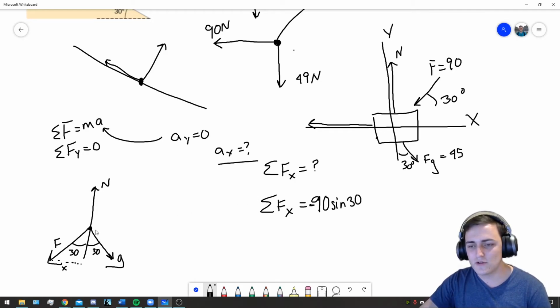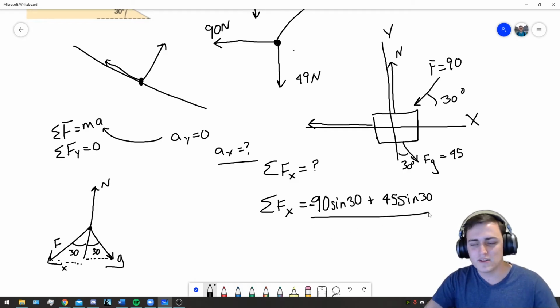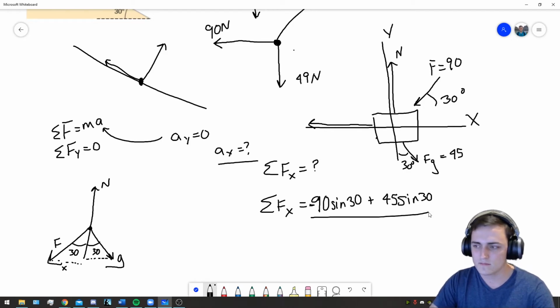Our next force is the force of gravity, right? And this is a positive x direction, so it's going to be a positive force. And it's the hypotenuse times, well, once again, it's going to be sine 30. Because remember, SOHCAHTOA, sine correlates to the opposite side, which is our x side. So we want sine 30. And we can plug that into a calculator and get a result for our net force.